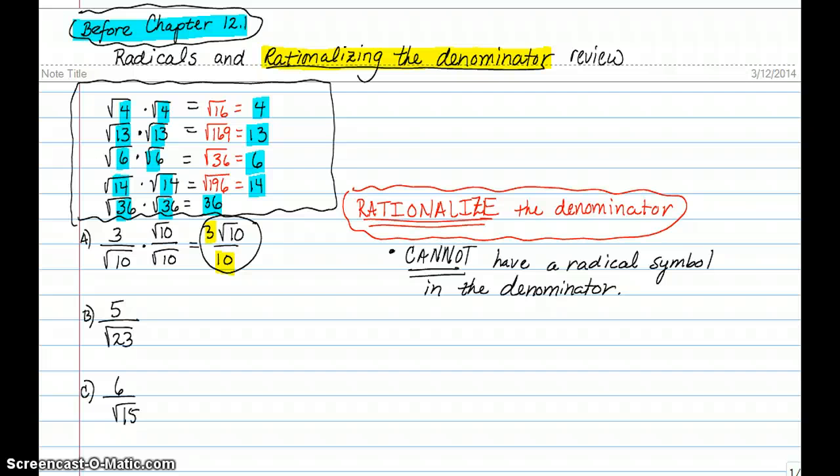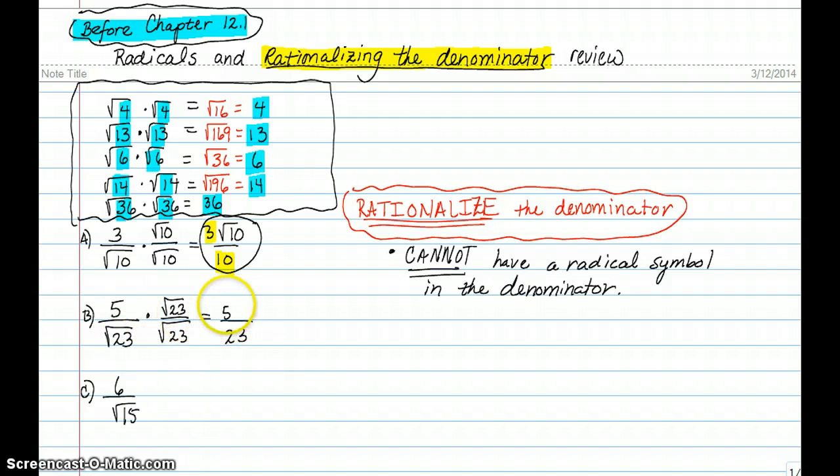Okay, let's do one more of these. 5 over the square root of 23. You can't have a denominator with a radical symbol. And so you need to multiply the denominator by the square root of 23, which will equal 23. Whatever you do to the denominator, you also need to do to the numerator.